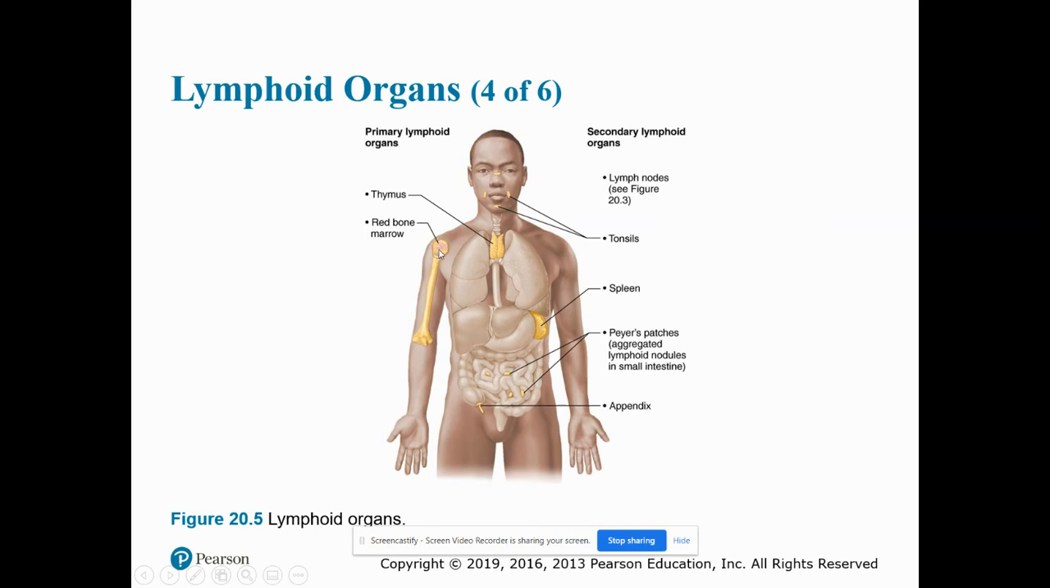So the red bone marrow is where T cells and B cells both are formed, but the red bone marrow is where the B cells are going to mature, and the thymus is where the T cells are going to mature. Secondary lymphoid organs include lymph nodes, tonsils, the spleen, Peyer's patches, appendix, and we're going to talk about all these in more detail.